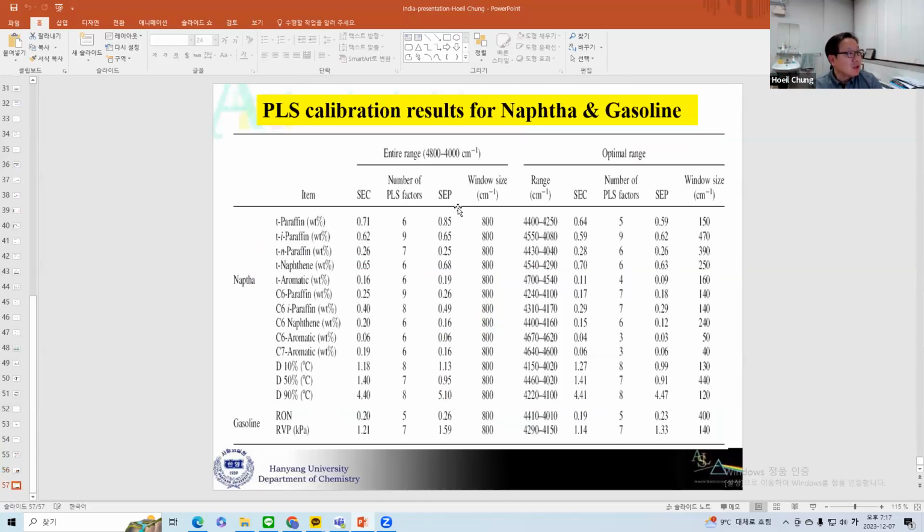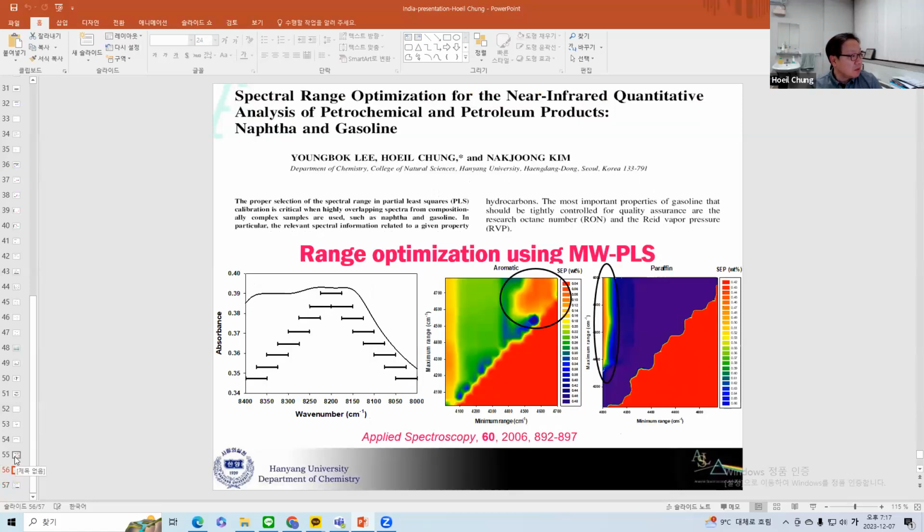Anyway, this is a result in this study. You can see that when we use the whole range, the SEP is 0.85. When we optimize the range, you can decrease the error. So I think that's it for the presentation.